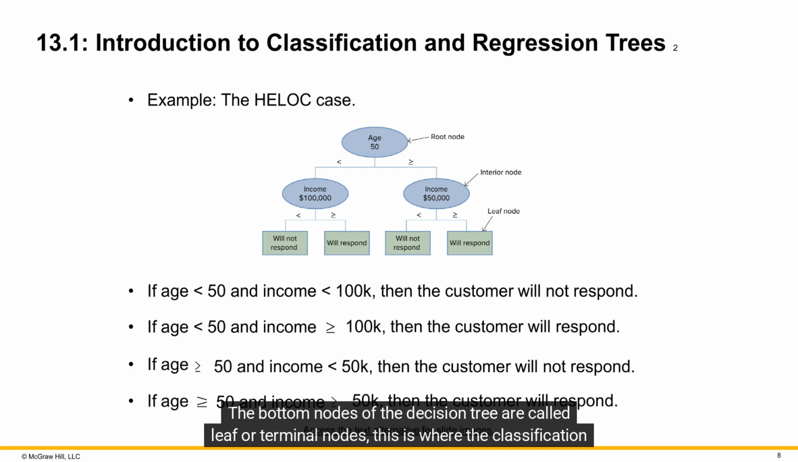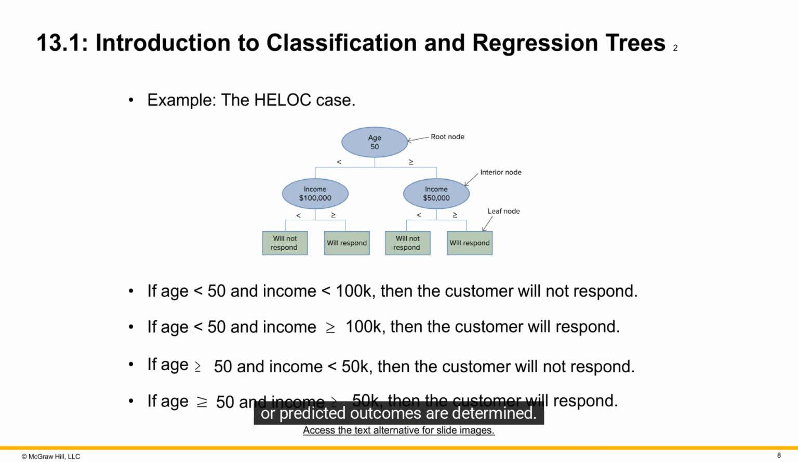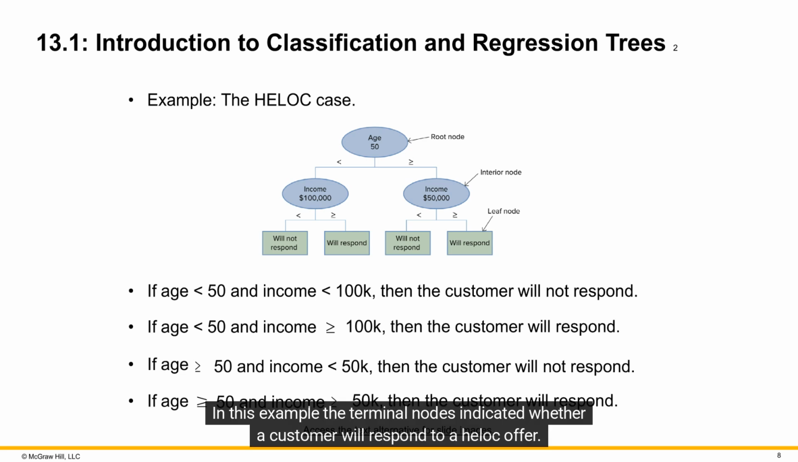The bottom nodes of the decision tree are called leaf or terminal nodes. This is where the classification or predicted outcomes are determined. In this example, the terminal nodes indicated whether a customer will respond to a HELOC offer.